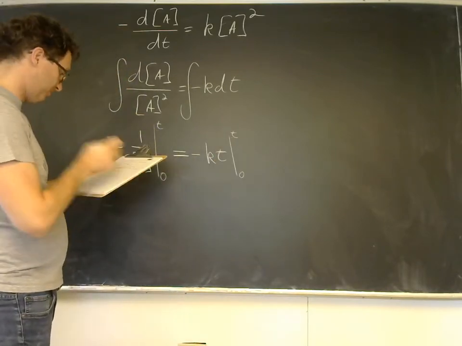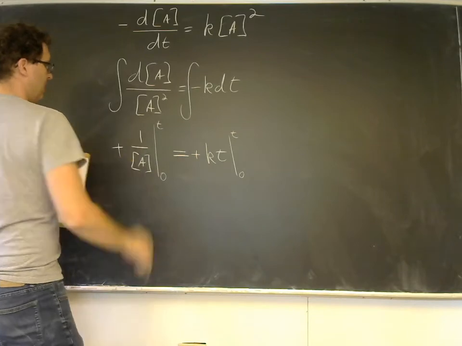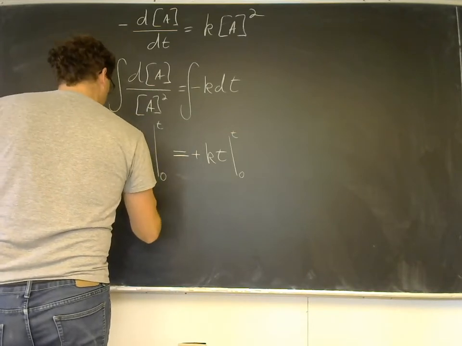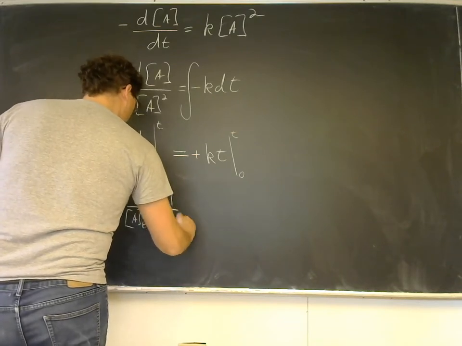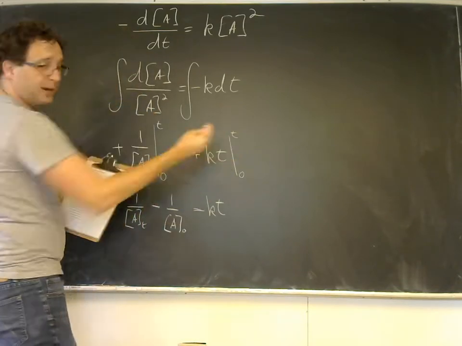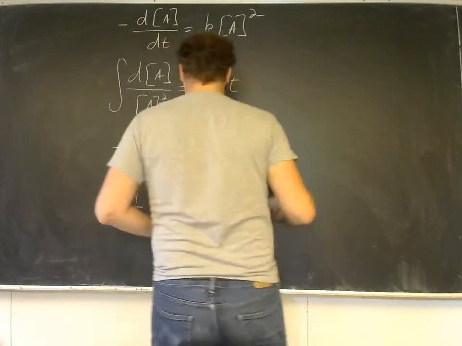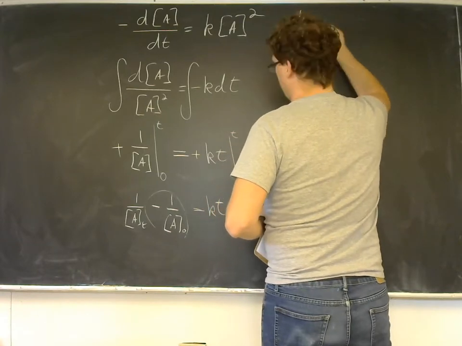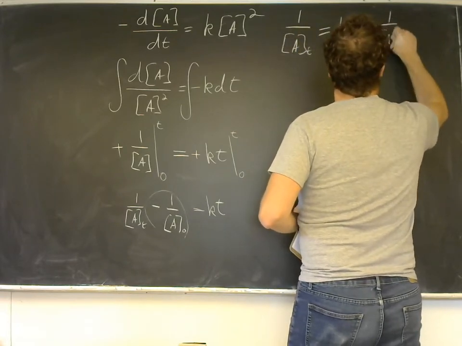Let's see. So we can eliminate both of these negatives, and when we evaluate this over the interval, what we'll end up with is 1 over A of t minus 1 over A naught is going to equal kt minus k times 0. And again, we'll bring this constant over to the other side. So the second order integrated rate law is 1 over A of t is equal to kt plus 1 over A naught.